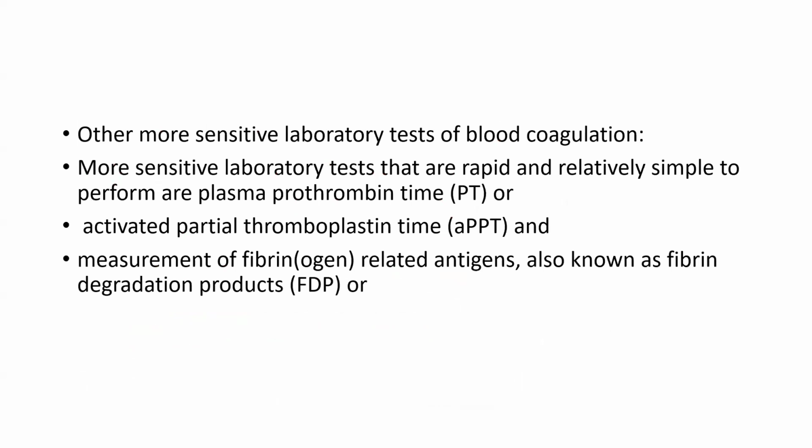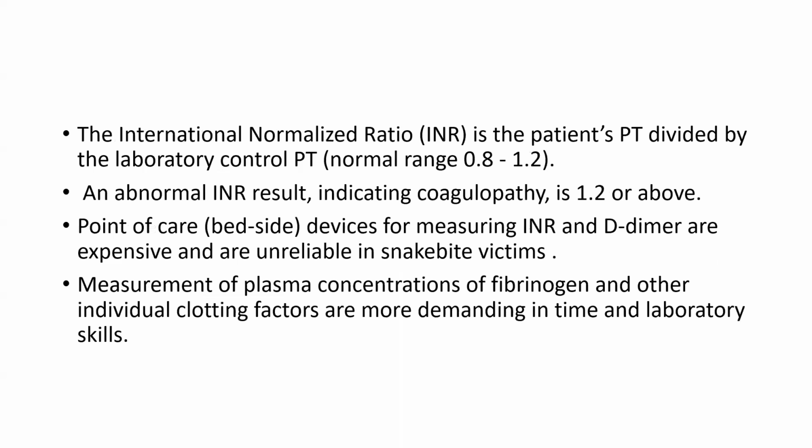Other more sensitive lab tests of blood coagulation. More sensitive lab tests that are rapid and relatively simple to perform are plasma prothrombin time or activated partial thromboplastin time. Measurement of fibrin related antigen, also known as fibrin degradation product, or the international normalized ratio, is the patient's PT divided by lab control PT. Abnormal INR results indicating coagulopathy, that is 1.2 or above.